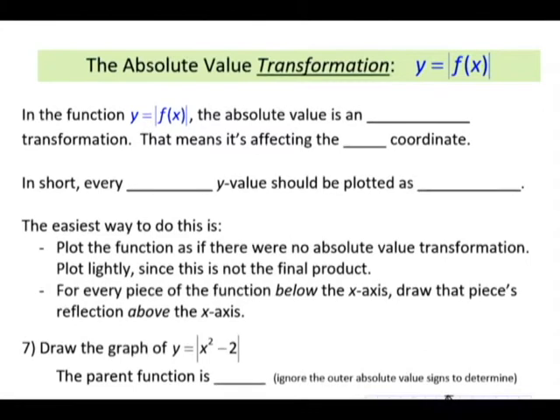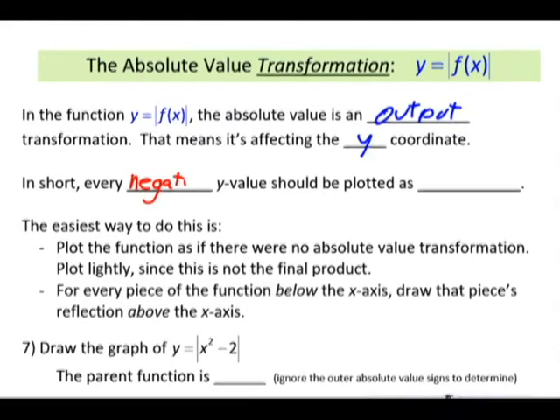Finally, we look at our last transformation. This is an absolute value transformation. We're going to take a function like this and put absolute value signs over it. For example, when we look at number 7, we're going to have some elements of a parabola, but the absolute value is going to change it slightly. So first, notice that this is an output transformation. An output transformation always affects the y-coordinate. So every negative y value is going to be plotted as a positive number.